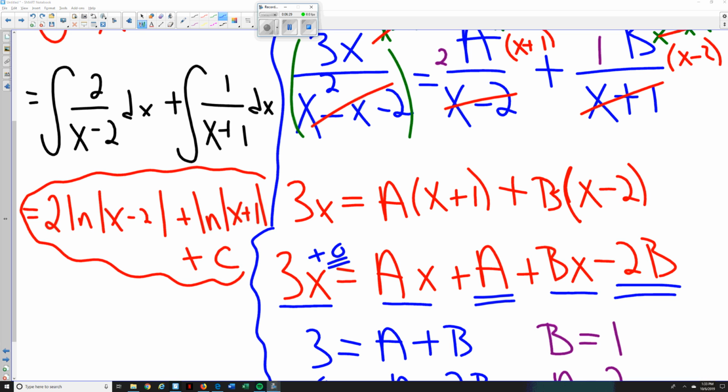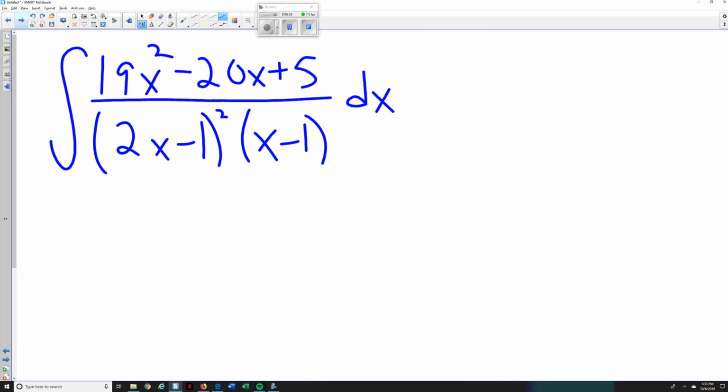All right, let's take a look at another example. It's going to be a little bit more involved, but here it is. You'll notice that the degree here is 2, and the degree here with those two is 3. So the degree of the denominator is still bigger. We'll look in class what happens when the degree of the numerator is greater. But we need to do a partial fraction decomposition because that's the section we're in.